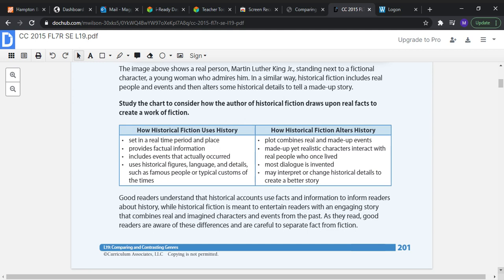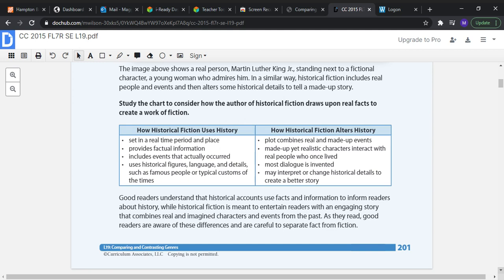For example, in the movie, they actually showcased some of the individuals who were actually on the ship and who had passed away. Uses historical figures, language, and details such as famous people or typical customs of the time. So again, we did see typical language and details such as the way that people dressed and the way that they spoke from the times. And so therefore that's how the historical fiction was used in history. And in this case, our example we're discussing is Titanic.